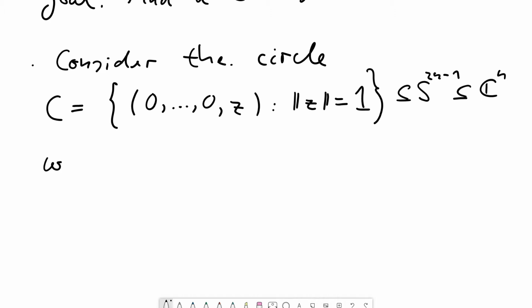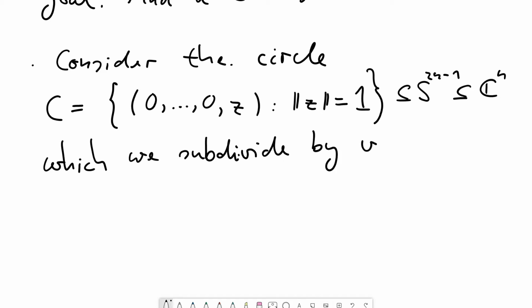And we subdivide this circle just by the regular m-gon. So the vertices of the subdivision of the circle are just the points e^(2πij/m), for j ranging between 1 and m.